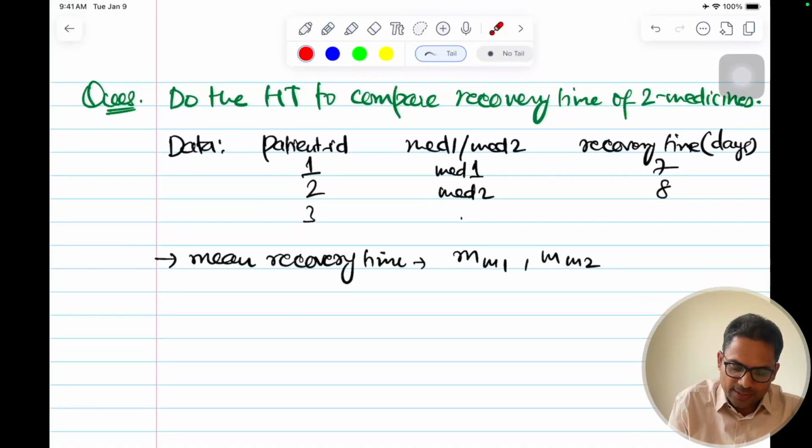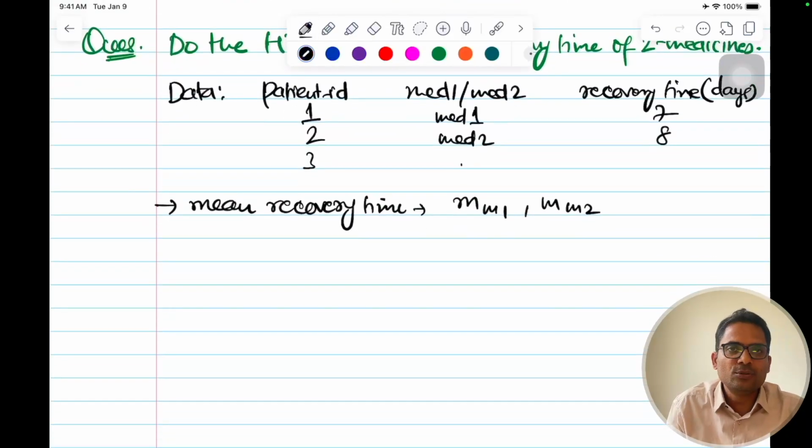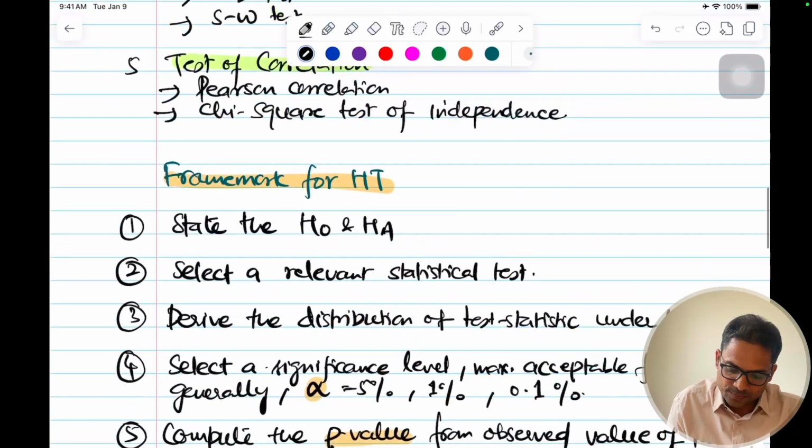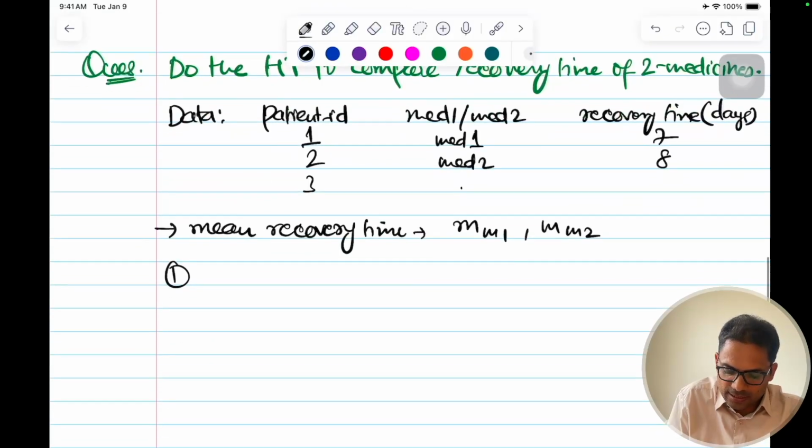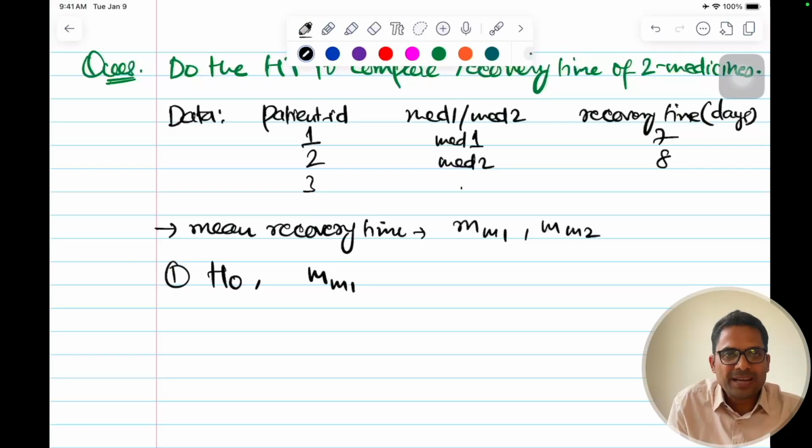So there are two things that we can use here. We can use t-test, as I mentioned earlier. So first thing is, what are the choices of tests we can use? State the null and alternate hypothesis. Okay. So first of all, null hypothesis, I will say that both medicines have the same recovery time. That means the mean recovery time of medicine 1 is equal to the mean recovery time of medicine 2. This is my null hypothesis, that everything is the same, nothing changes.